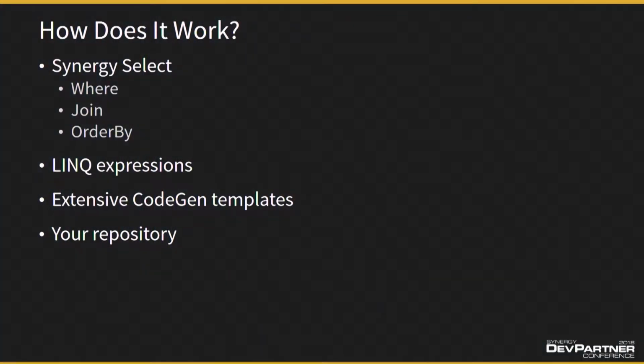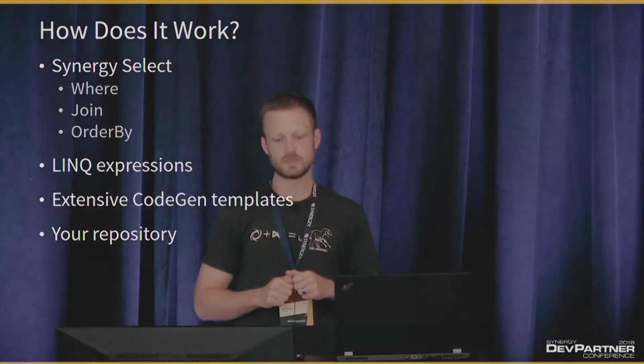So we use Synergy Select, we use where, we use join, we use the order by, and we use LINQ expressions to drive that, and we use a whole lot of code gen templates in order to make it really fast. Those code gen templates are built off of your repository. So your repository is what tells us how everything works together, and again, is very important for how we make this thing run very quick.